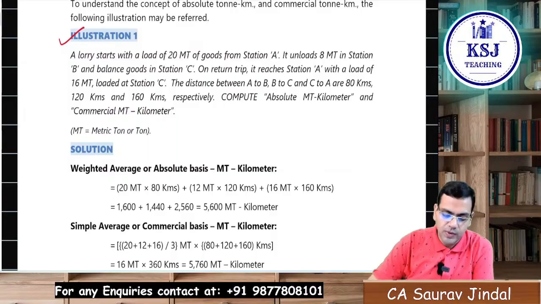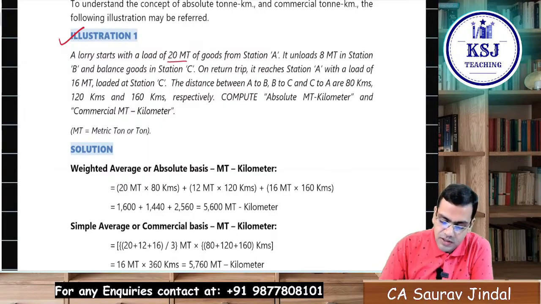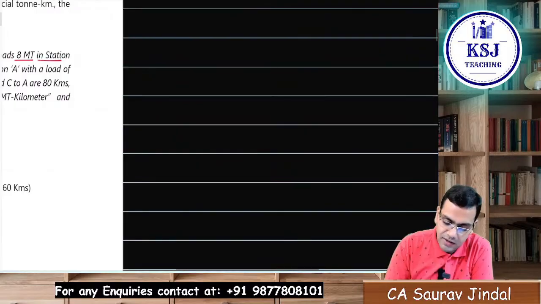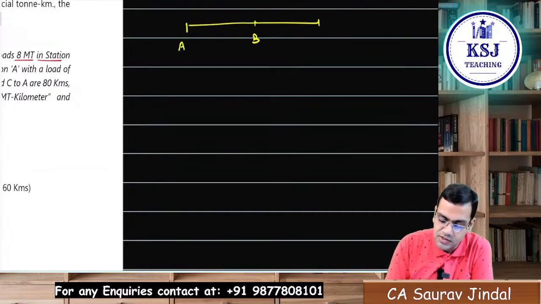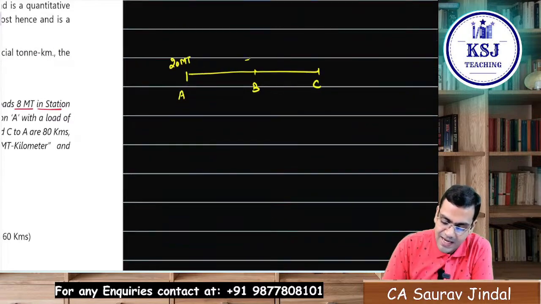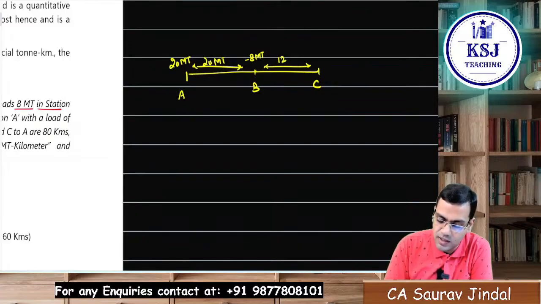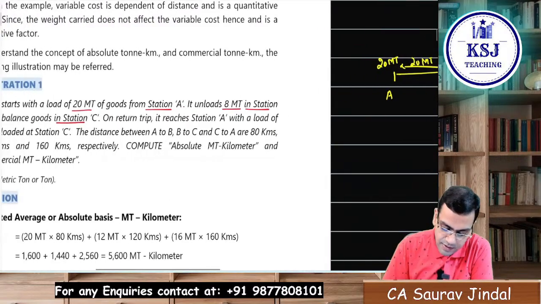A lorry starts with a load of 20 metric ton of goods from station A. It unloads 8 metric ton in station B and the balance of the goods in station C, right? So the lorry has started from station A, this is station B and this is station C. It started with 20 metric tons. Out of this 20 metric tons, 8 tons is unloaded here, right? This journey is done with 20 metric ton. The further journey from B to C is done with 12 metric ton, right?